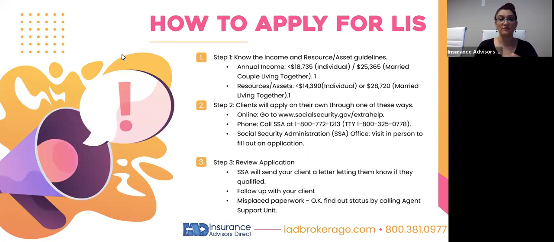Also, if you want to take down the phone number for Social Security, that's 1-800-772-1213. If you're a broker and you've been working in this industry for a little while, everybody knows the 1213 number by memory, right? So that number's on there. Please go ahead and take that down. Social Security Administration, you can always visit it in person, but because of the COVID, I don't know if maybe they're opening that up again, but I do know previously they were doing it by appointment only and virtual and over the phone.